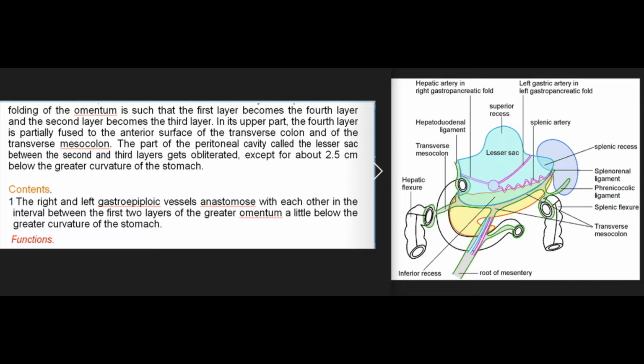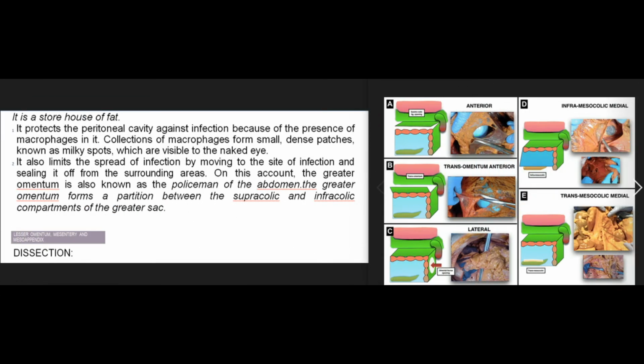Contents. The right and left gastroepiploic vessels anastomose with each other in the interval between the first 2 layers of the greater omentum a little below the greater curvature of the stomach. Functions. 1. It is a storehouse of fat. 2. It protects the peritoneal cavity against infection because of the presence of macrophages in it.